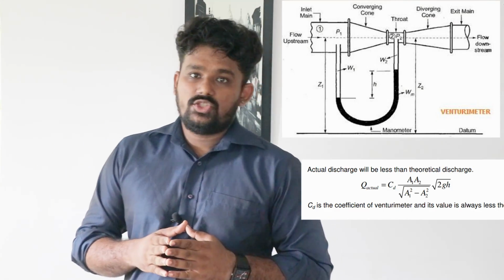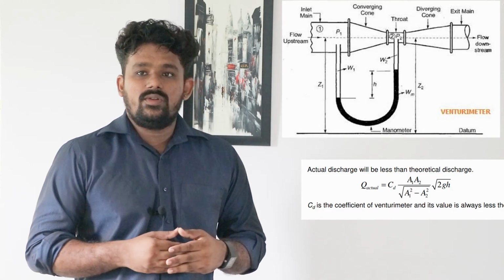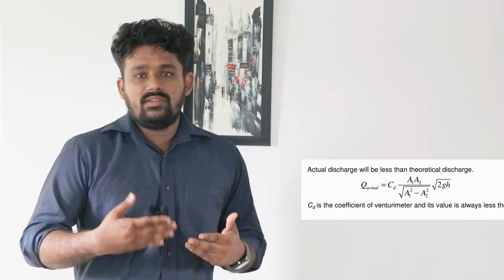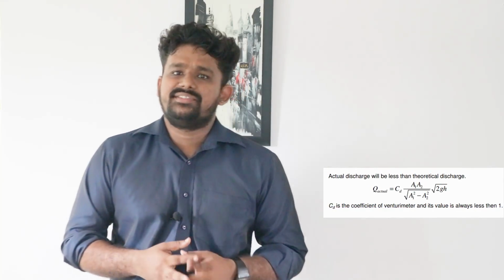In order to get the actual discharge, it is multiplied with CD, the coefficient of discharge: Q actual equal to CD into Q theoretical, where the value of CD varies in the range of around 0.95 to 0.97 for a Venturimeter.